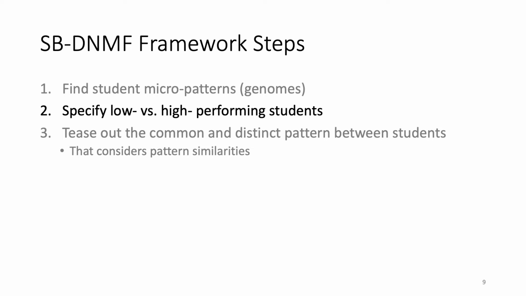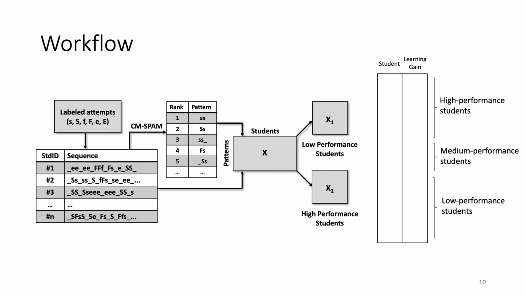After creating the student pattern vectors, we create the high and low performing student pattern matrices. This workflow demonstrates the process of extracting patterns from sequences. After building pattern vectors, we build a student pattern matrix. Then we separate student pattern matrices according to their performances, which is normalized learning gain in this case.